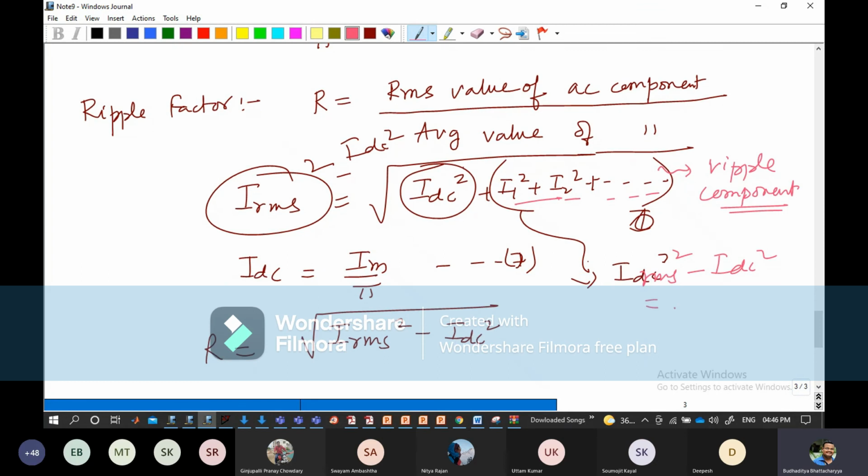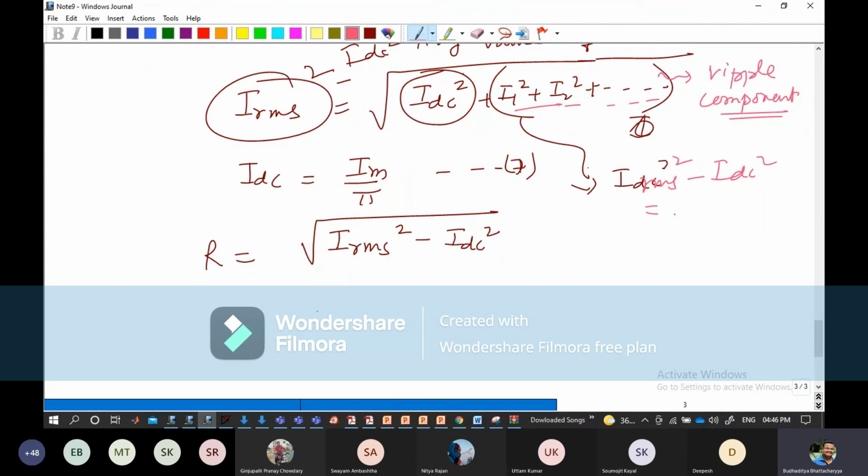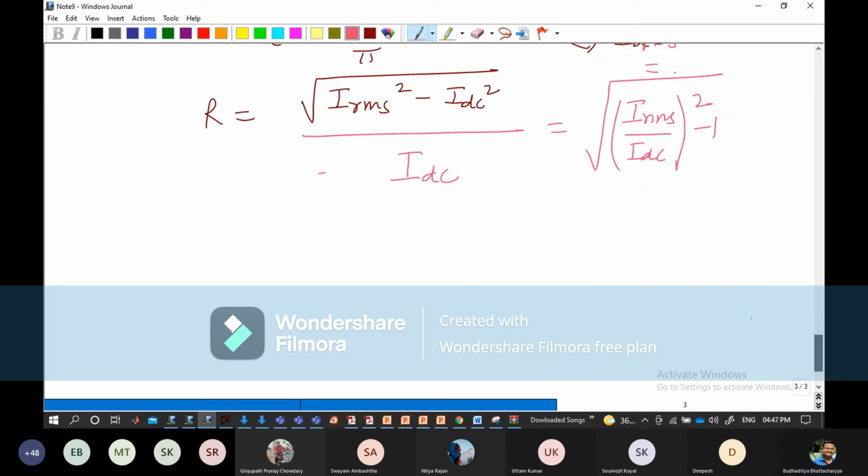So the ripple factor is given by I RMS square minus IDC square divided by IDC square. And if I reduce this a little bit, it's coming as I RMS square by IDC square minus 1, or rather I would take a whole square. So this is whole square minus 1. So if this is the equation, R equals to.